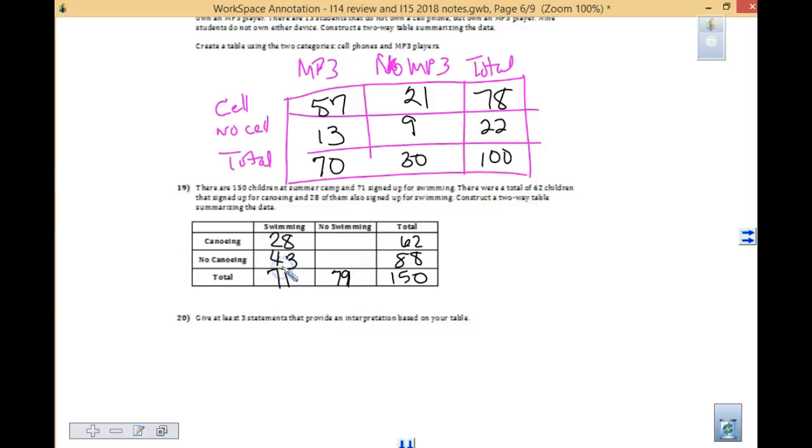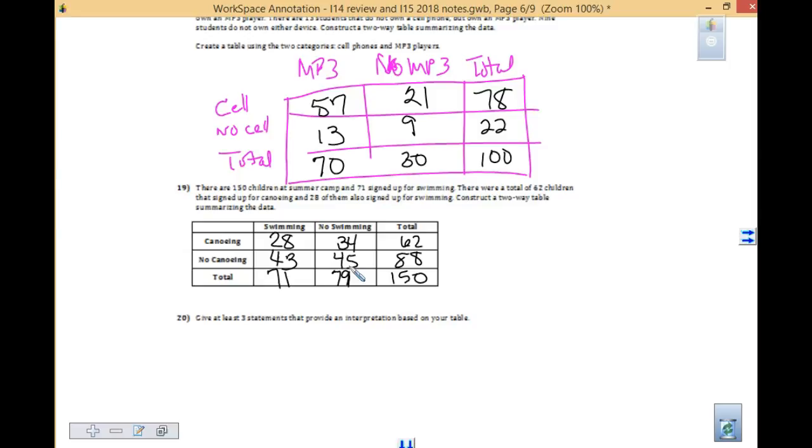So you're going to be asked to do it very similar to this on the test where you have to find all these missing ones. 62 subtracting 28 is going to give us 34 people. 88 minus 43 is going to give us 45. We want to write 3 statements. So when you give me your statements on the test, I'm going to look for a percentage.